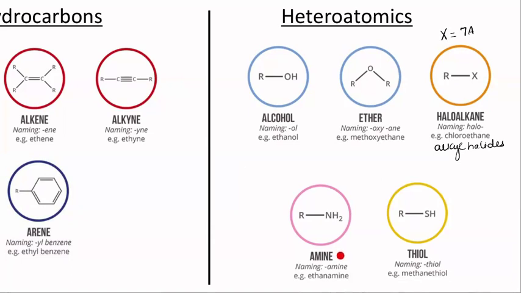Next, we have an amine. And amines, as we're going to explore in later chapters, are derivatives of ammonia. Whenever you have a carbon chain as your R group and it is connected to a nitrogen, it could be NH2, it could be NH with an additional carbon chain. That is known as an amine. Lastly, if you have a carbon chain connected to an SH group, that is known as a thiol group.